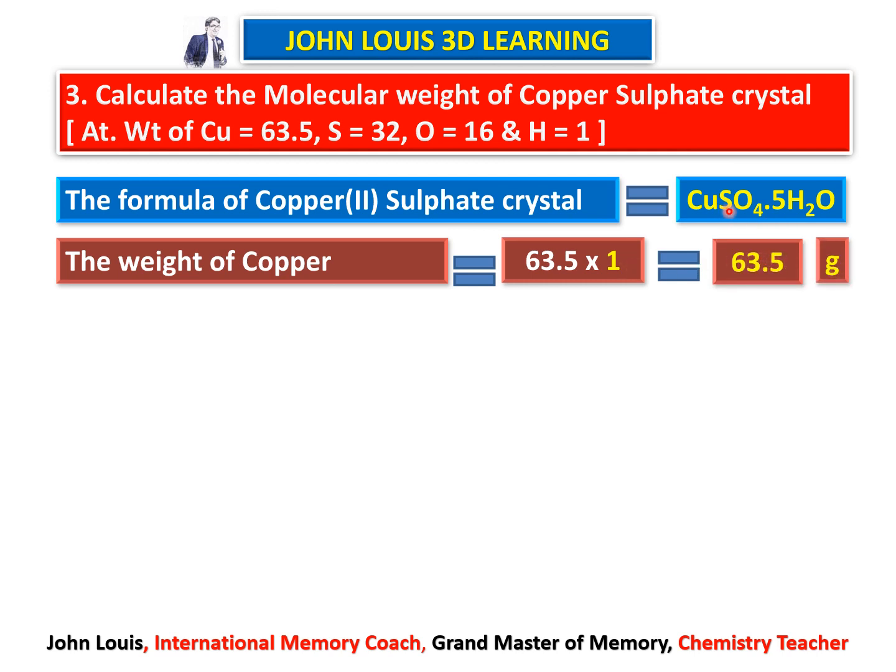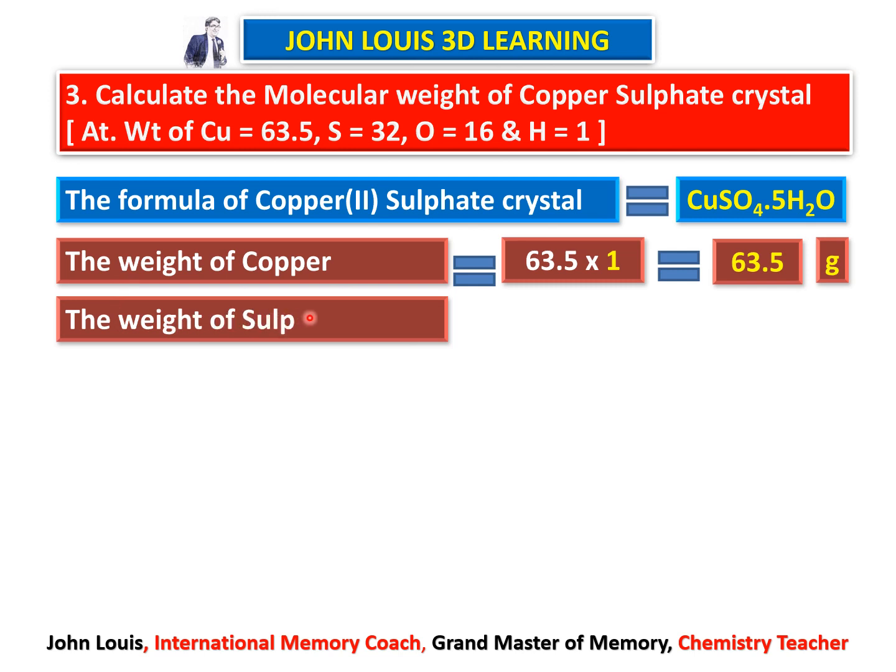What is the next element? Sulfur. Therefore the weight of sulfur is equal to, what is the atomic weight of sulfur? 32. How many sulfur atoms are there in that compound? CuSO4, that is S1O4.